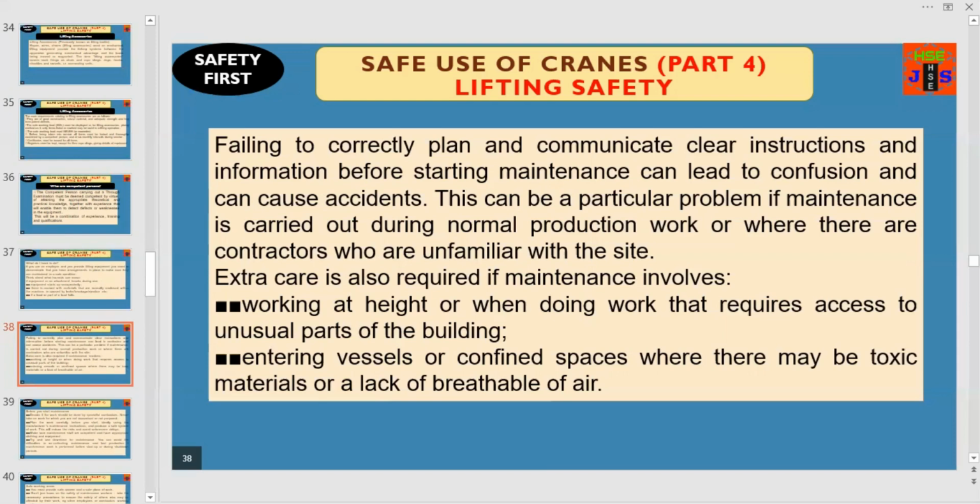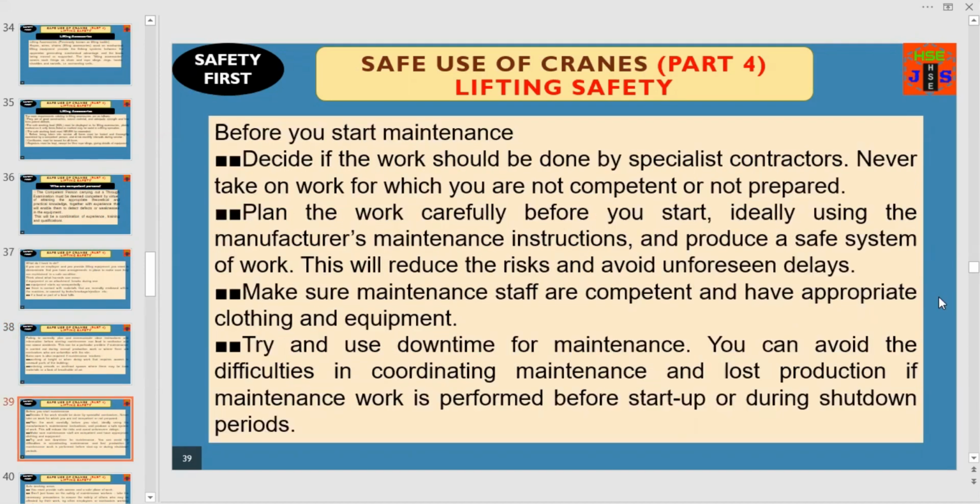This can be a particular problem if maintenance is carried out during normal production work or where there are contractors who are unfamiliar with the site. Extra care is also required if maintenance involves working at height or when doing work that requires access to unusual parts of the building, entering vessels or confined spaces where there may be toxic materials or a lack of breathable air. Before starting maintenance, decide if the work should be done by specialist contractors.